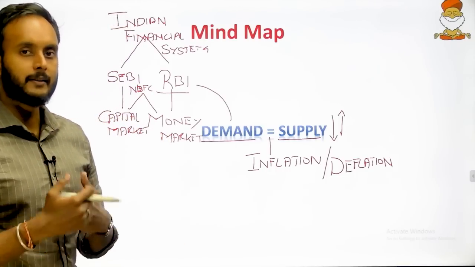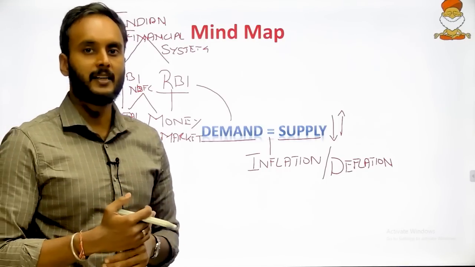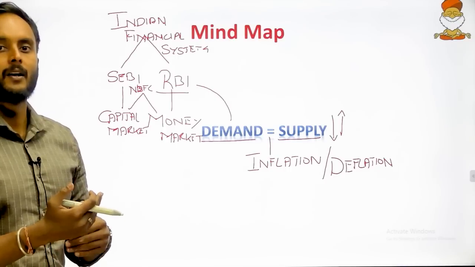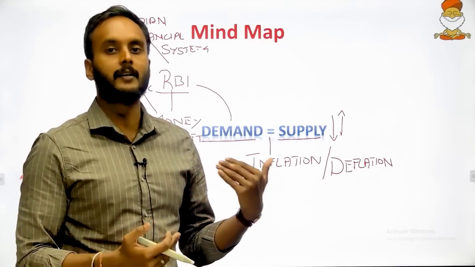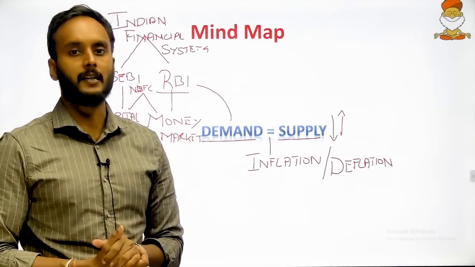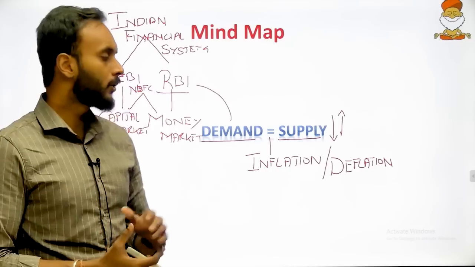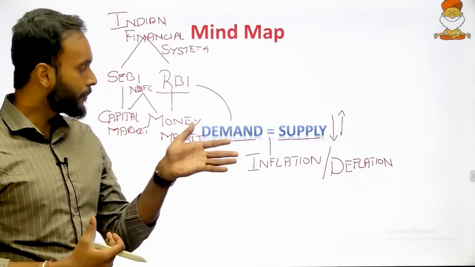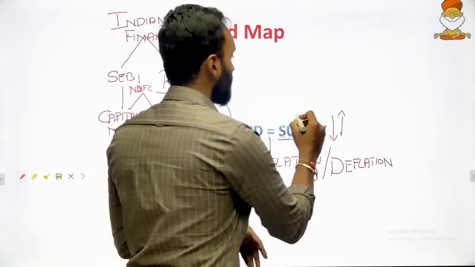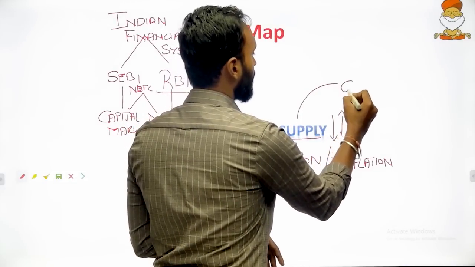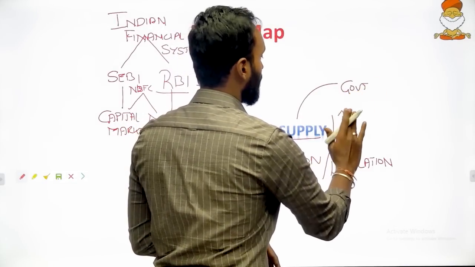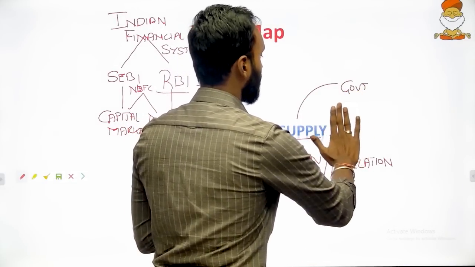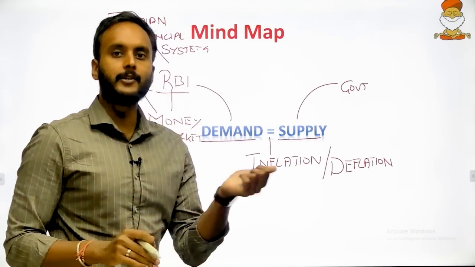Students, we saw that the demand part of the economy is facilitated by Reserve Bank of India and also other institutions related to it, specifically Reserve Bank of India. However, if you look at the supply part of the economy, students, you will realize that the supply part of the economy is handled by the government. Let me give you an example.